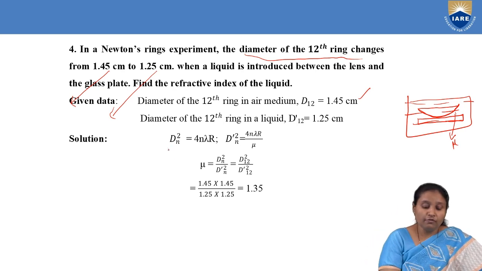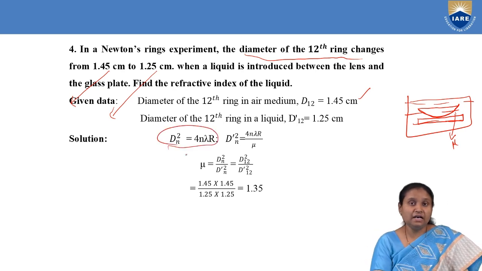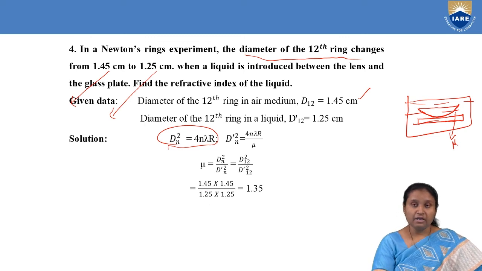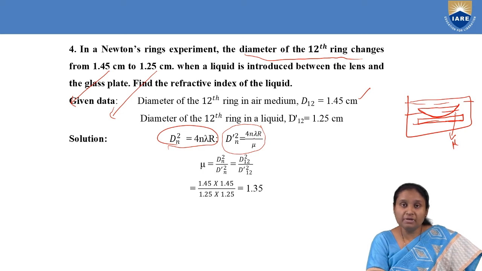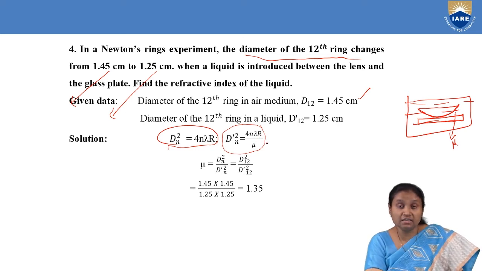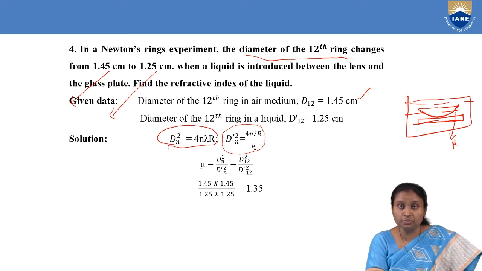Now, we know the formula for the diameter of the nth dark ring when there is an air film. If you replace your air film with a liquid film, then the modified diameter of the nth dark ring is given as 4n lambda r divided by mu. So what is the difference? We are adding one extra term in the denominator, which is mu, and mu is the refractive index of the liquid film.